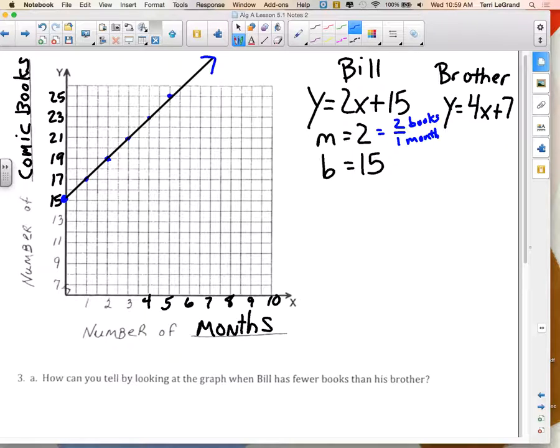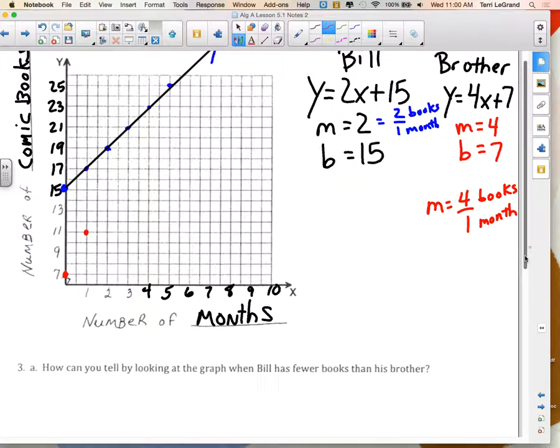Okay, now let's do the brother using slope and y-intercept. See if we get the 6 points that we had in our table. So now we're going to start at 7. And this means m equals 4. I got 4 over 1. 4 what? Books over 1 month. So now we go up 1, 2, 3, 4 books and over 1 month. So we're really going up 4 this time over 2, aren't we?